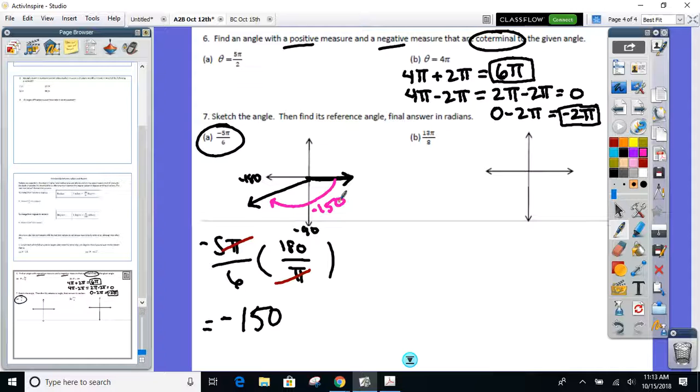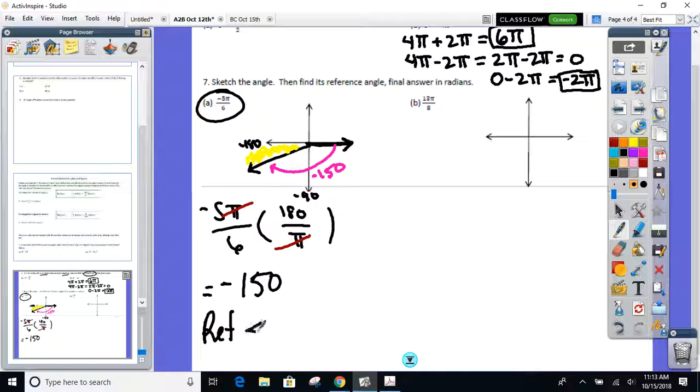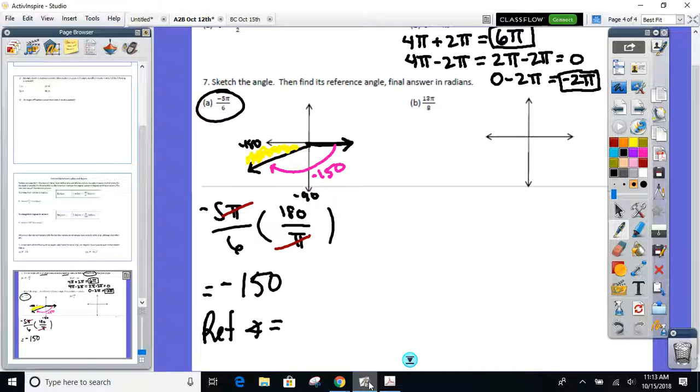Now find its reference angle. What is that angle measure right there? Could you find it at all? 30 degrees, nice job. Unfortunately though, what does the direction say? Leave your final answer in radians.